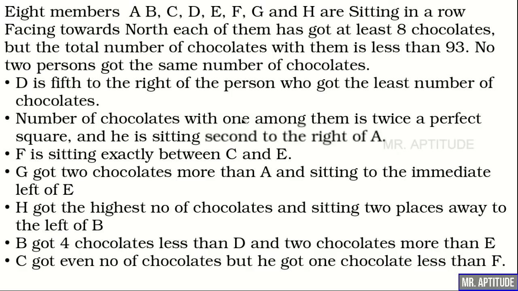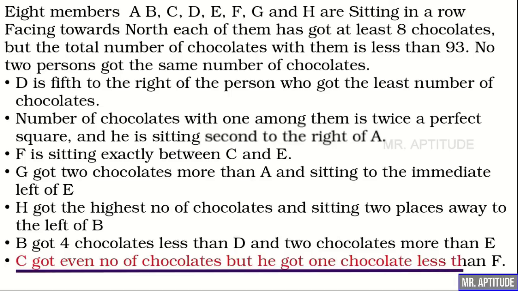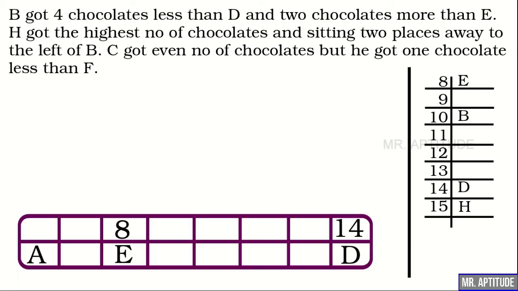Now, let us pick another condition. C got an even number of chocolates, but he got 1 chocolate less than F. So when you try to place those 2 numbers here, C got an even number of chocolates, but he got 1 chocolate less than F. So let it be C. C got an even number of chocolates. This is the only place we are left with to place C, the reason being the remaining even numbers are occupied. So definitely C has to get 12 chocolates. And we know that C got 1 chocolate less than F. So as C has got 12, F should get 13.